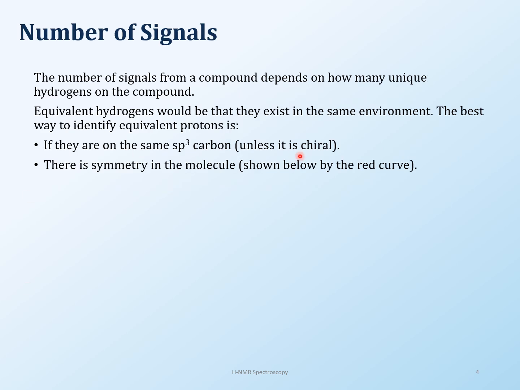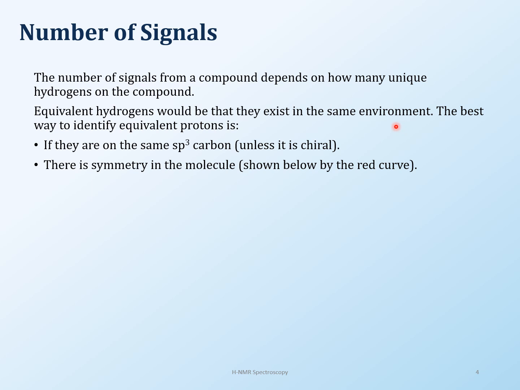So first of all, number of signals. How do you get the number of signals? The number of signals depends on the unique hydrogens that are on that compound. So when you look at a structure, you should be able to predict how many signals you're going to get. So the way I look at it is, I have this number of hydrogens. Are they in the same environment, which in technical terms is called equivalent?